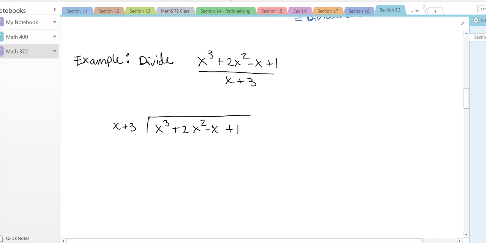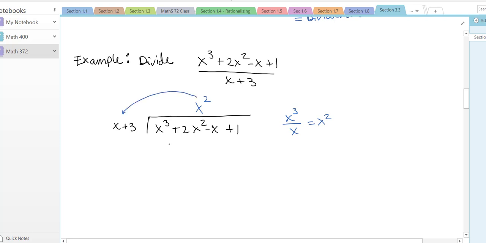So what do I multiply x by to get x cubed? To get x cubed, x times what gives you x cubed? That will be x squared. And again, another thing you can do is take that leading term, the x cubed, and divide it by the leading term of your divisor. X cubed divided by x is x squared. So that's what goes here, and line them up by degree.